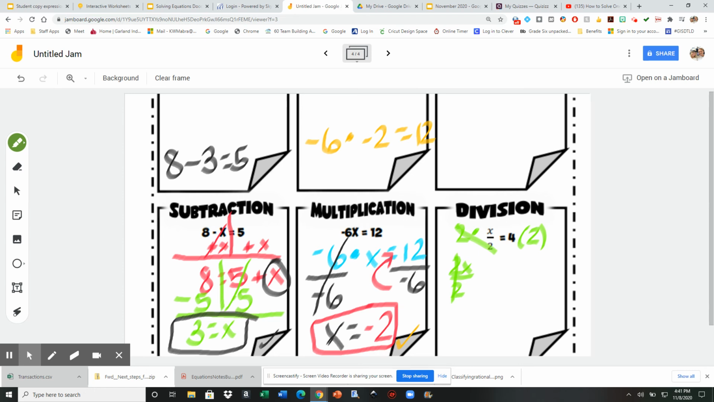So the 2 cancels out, and 4 times 2 is 8. That means that my answer is, let me rewrite that so you can see a little better, x is equal to 8. Now let's try that, just to make sure. We substitute 8 divided by 2 is equal to 4. Does that work out? Why, yes, it does. That is the correct answer.